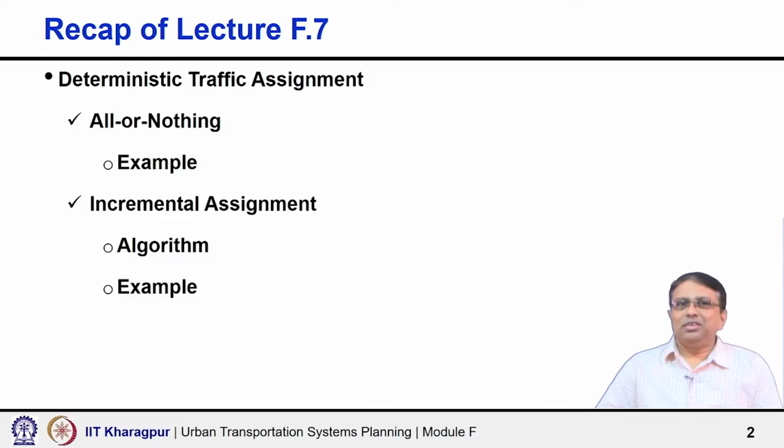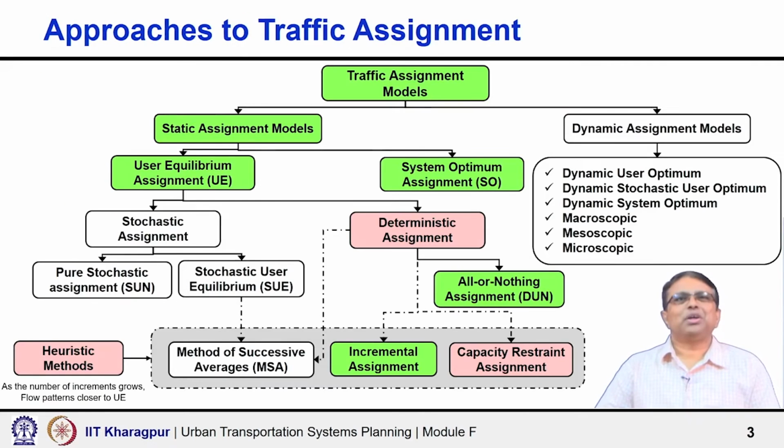But obviously, incremental gives better results than all or nothing, and incremental also uses all or nothing assignment only, but the travel times are updated after every increment and new shortest paths are recalculated. The path may be new, or the earlier one may eventually come out to be the shortest path, but we recalculate the shortest path.